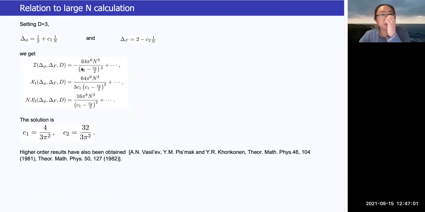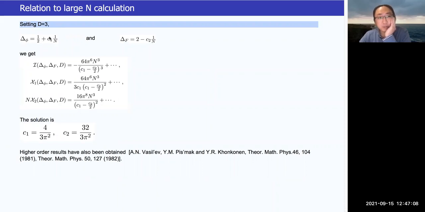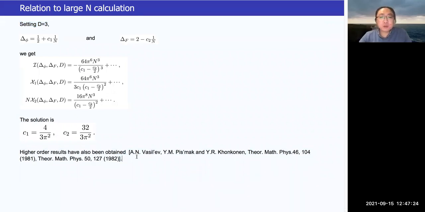Okay, and similarly, you can go back to the large n calculations. You set delta phi equal to 1/2 plus some 1 over n corrections, delta F equal to 2 minus some 1 over n corrections. Your functions become something like this, and you can solve for the C1 and C2. In fact, the large n result about the O(N) model we all cite as bootstrappers actually was calculated in this way.